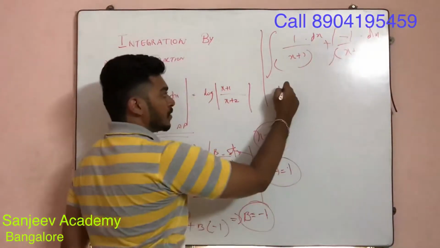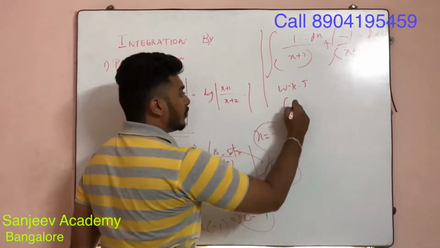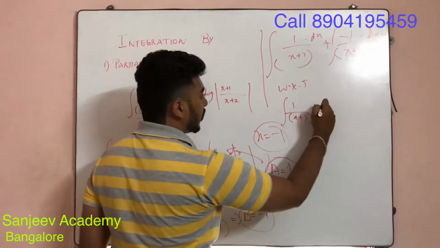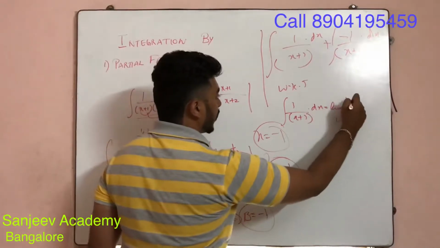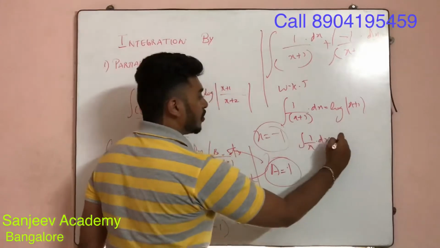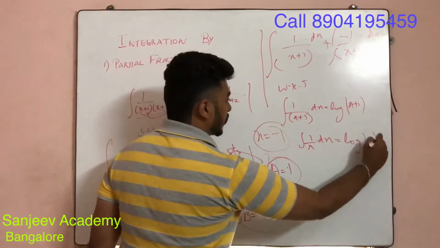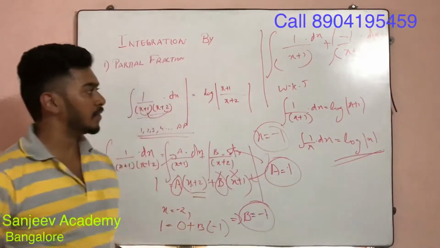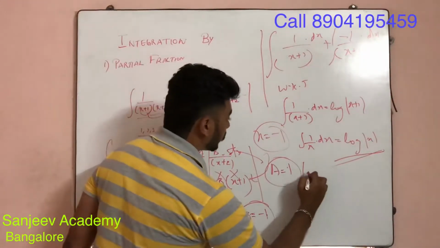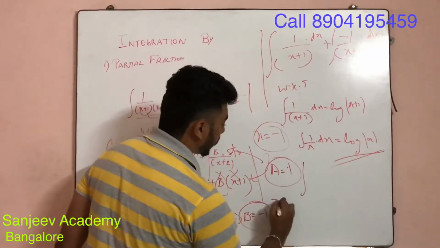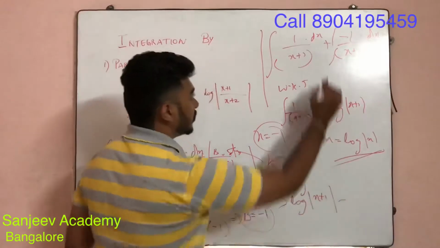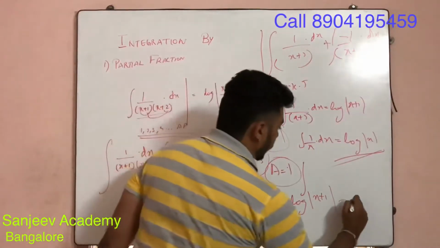But we know that the integral of 1 by (x plus 1) dx is equal to log of (x plus 1). Why? Because the integral of 1 by x dx is equal to log x. So just put the same here and you will get the answer: log of (x plus 1) minus log of (x plus 2).